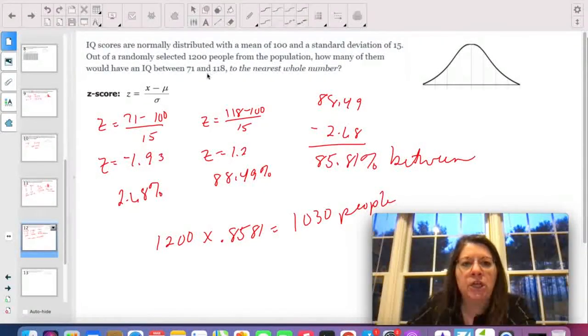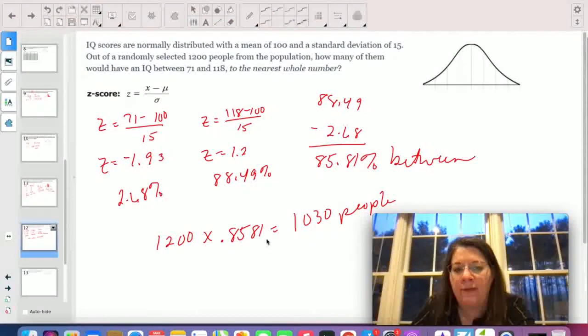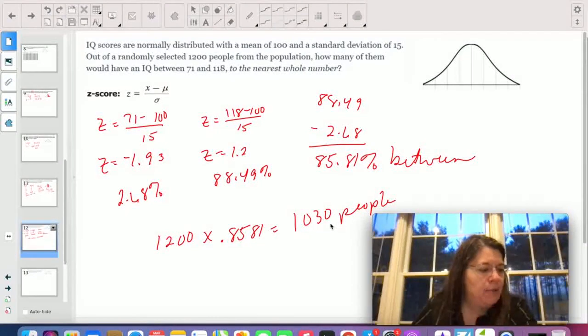And I wanted to know how many people selected from 1,200 people would be within this range. So I have to multiply that 1,200 people times the 85.81% as a decimal, so that's 0.8581. That will give me 1,029.72 people, and I round to the nearest person. So that's 1,030 people.